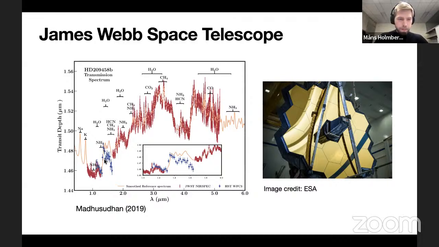If you compare the blue data points here to the red data points, the red data points are what we expect from James Webb. The blue data points are what we got from Hubble, which was informative. We could detect water and other molecules, but now we're going to get a rich spectrum, and we're going to be able to learn a lot. Maybe we'll be able to find biosignatures of planets orbiting in the habitable zone of their host star.